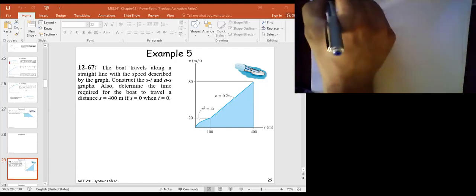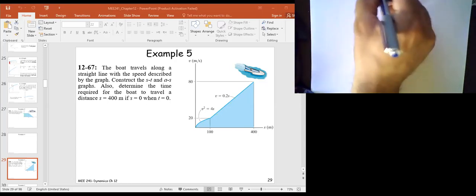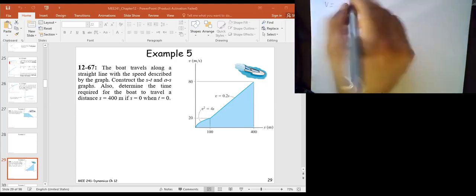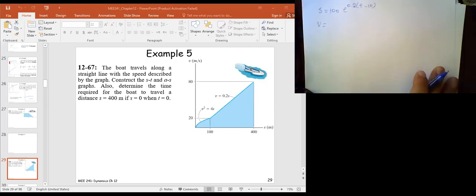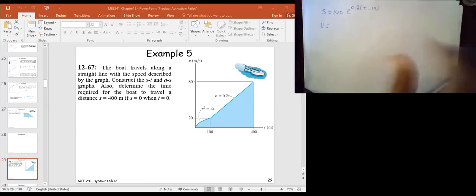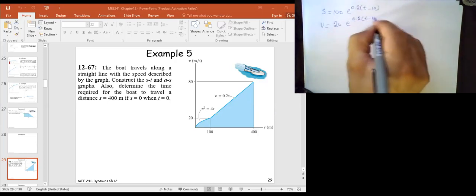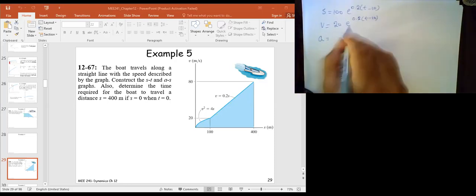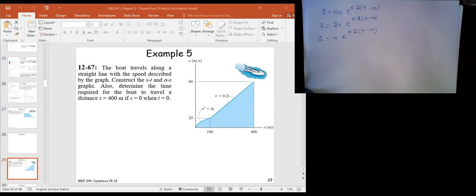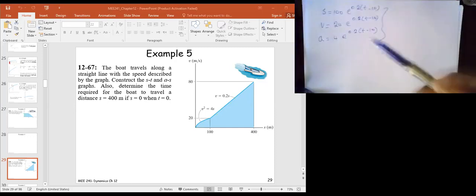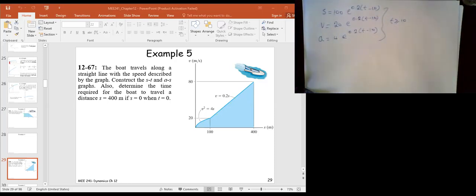We differentiate it, right? So differentiate e to the 0.2 (t minus 10), and you end up with the velocity. So 0.2 times 100 is how much? 20. So v is 20 e to the 0.2 (t minus 10). How about the acceleration? 4, correct. Okay, so we're good. This is for t greater than 10 seconds.